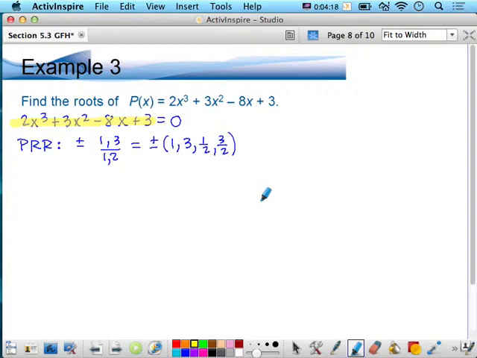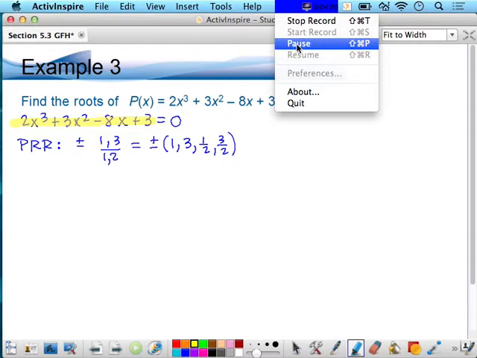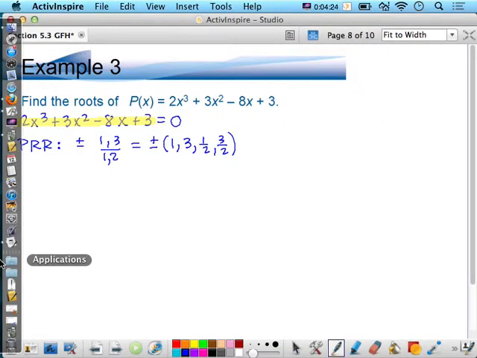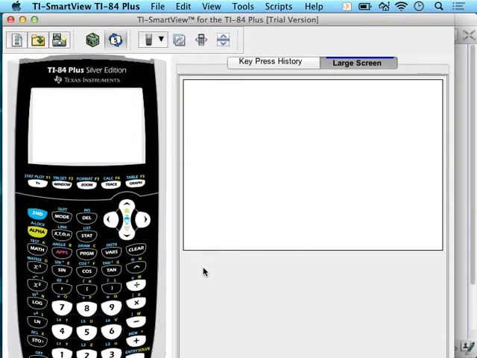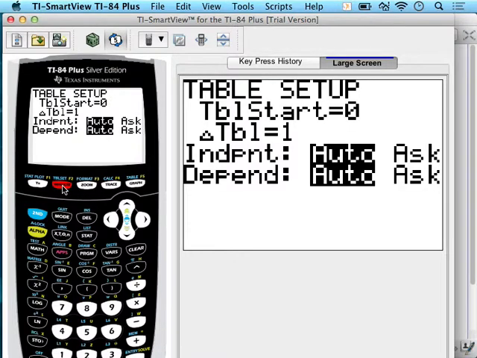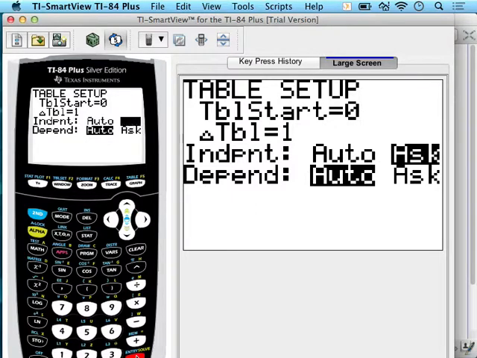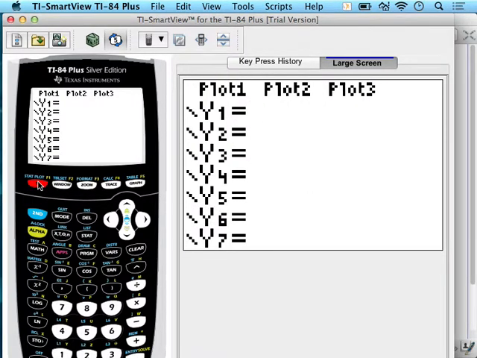So we're going to go use that table function on our calculator to look at this. So let's pause for a minute and everybody get ready with their calculators. So let's prepare our calculator for this. First off, we want to make sure that we're in what we call Ask Auto mode. So we're going to go to Second Window, and we want our calculator to allow us to input the x value. So it's going to ask us for the x values and automatically give us the y value. So that's the first thing we want to do, is set up the calculator to be most user-friendly to the process we're trying to do here. Then we're going to go to y equals, and we're going to type in our equation.